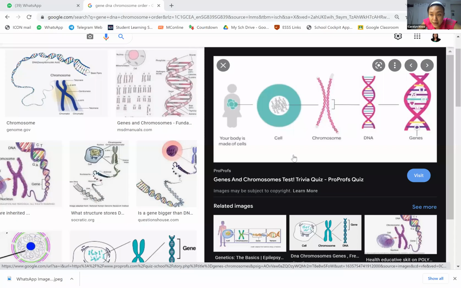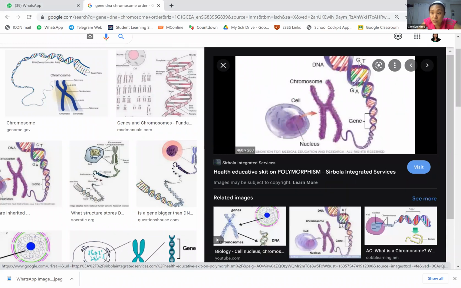So let's say we have a DNA molecule, double helix structure, sugar phosphate backbone, the purple part, and then complementary base pairing of the nitrogenous bases: adenine, thymine, guanine, cytosine, right? A segment portion of the DNA is called a gene.